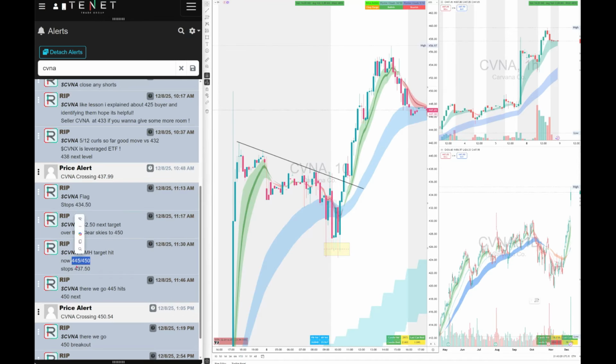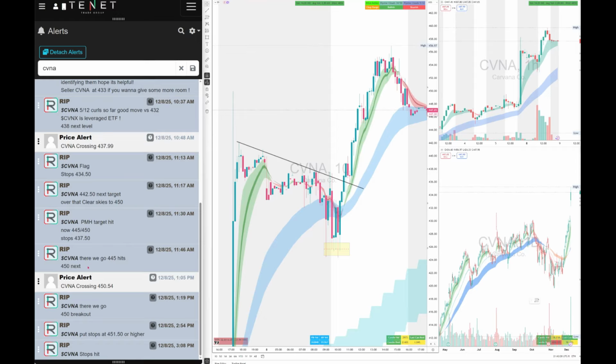So 450 was the target, and we hit 450, and even after 450 we continued to break out, and we went on to hit 456.97, and then we finally exited when the 512 Ripster clouds broke. You just need to get in when the Ripster clouds curl and get out when the Ripster clouds are breaking down. Ripster cloud itself will give you a home run. At 434, risking $2, we almost made $20 per share profit. If you were risking $1,000, that was a $10,000 trade on the shares.